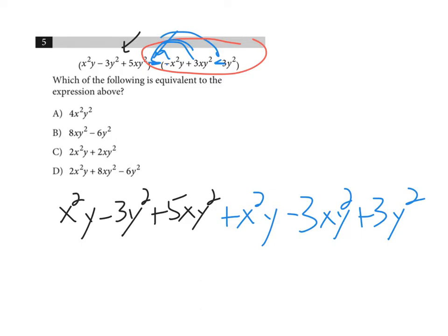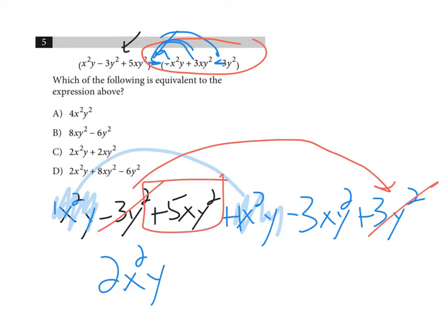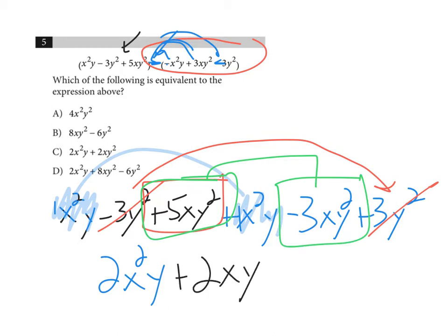So here we have a 1x squared y and another 1x squared y. So these two terms can be combined to give you a 2x squared y. Here we're going to have a negative 3y squared plus a positive 3y squared. Well, they just cancel. And then we have a positive 5xy squared and a negative 3xy squared gives you a positive 2xy squared. So here your answer was letter C.